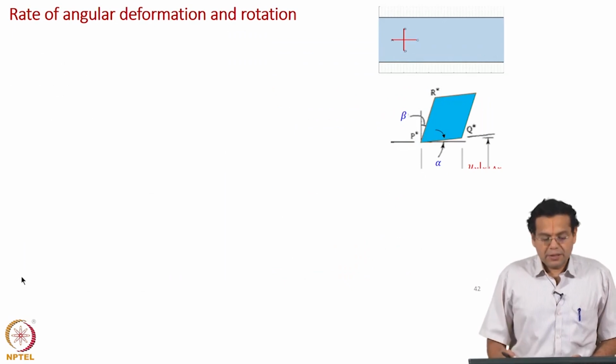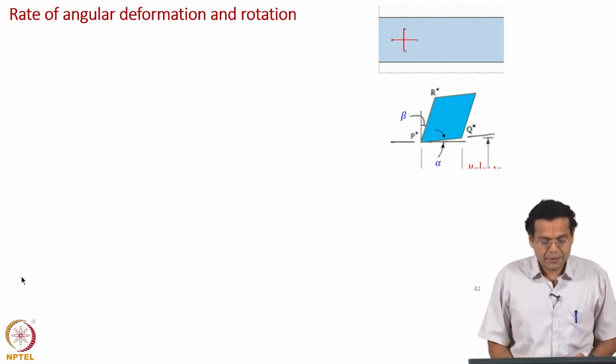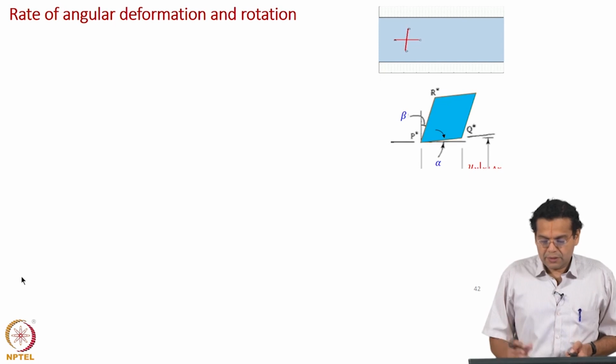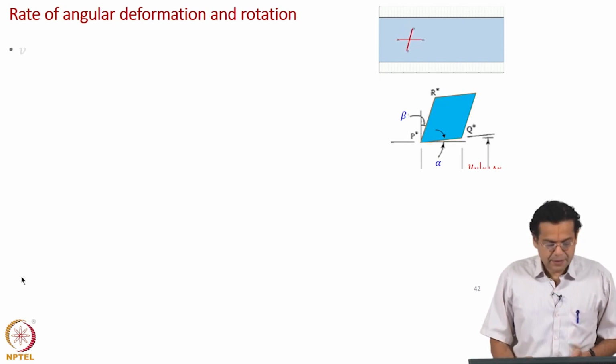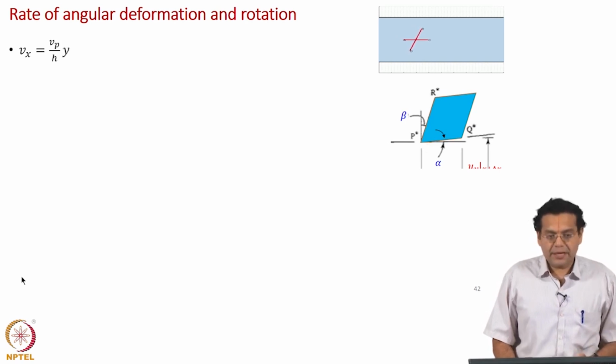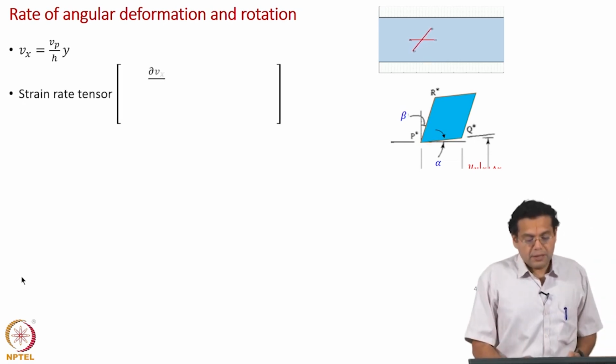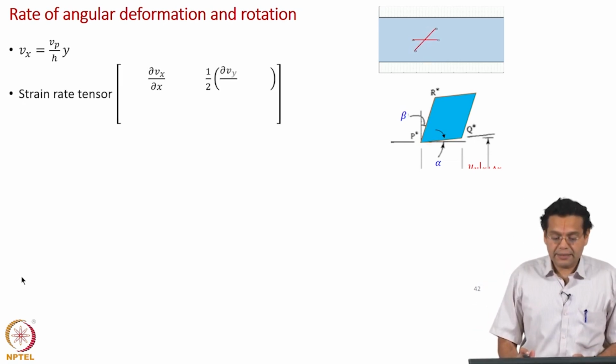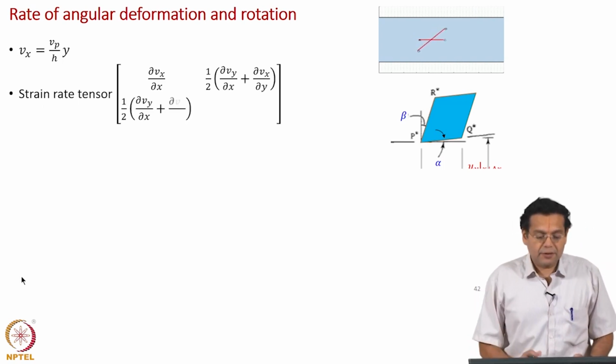We introduced a few tensors with physical significance. So, we will calculate those tensors and also find out the rate of angular deformation, rate of rotation, which is asked in the question. Okay. So, now, let it be running, let us go ahead with the calculation. So, velocity field is given by Vx is equal to Vp by h into y. Now, let us calculate the strain rate tensor for this particular velocity field.